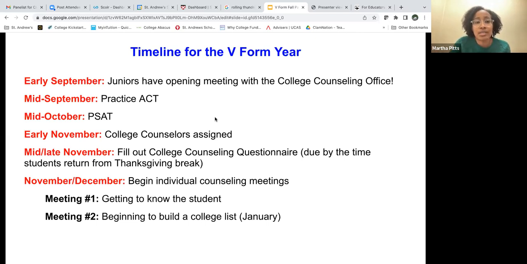The questionnaire has about 20 plus questions. It's just to give us an idea of what makes your child tick. What are they interested in? What are their passions? This is what we talk about in our first college meeting. We don't talk about colleges, we talk about them and their interests, in order to better prepare for their future. We begin those meetings in November and December if they've already completed the college questionnaire. Some students have already completed it and have met with us. The next meeting occurs in January, where we start to build a college list.